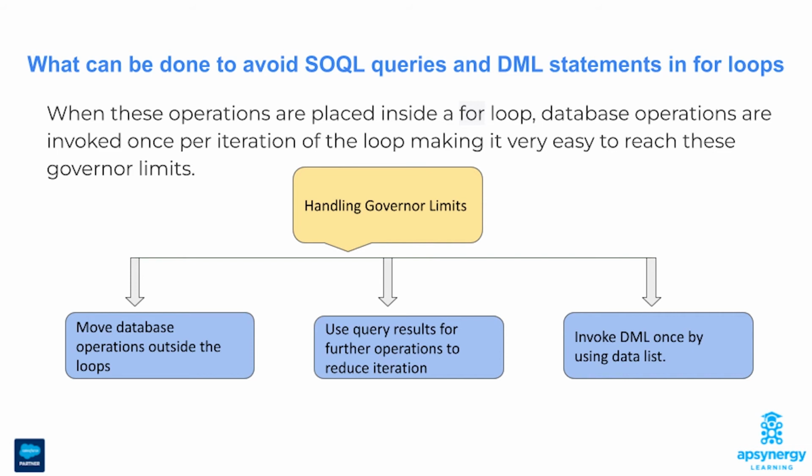Insert, update, delete, undelete. So how can we deal with this? Database operations are invoked once per iteration of the loop when these actions are placed inside a for loop, making it very simple to approach these governor restrictions. So what you can do is move the database operation outside the loop. Also, you can use query results for further operations to reduce iteration. Moreover, invoke DML once by using a data list.